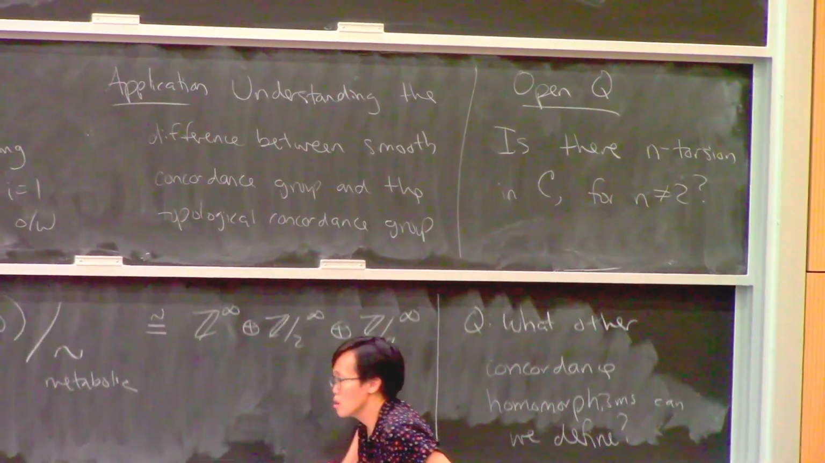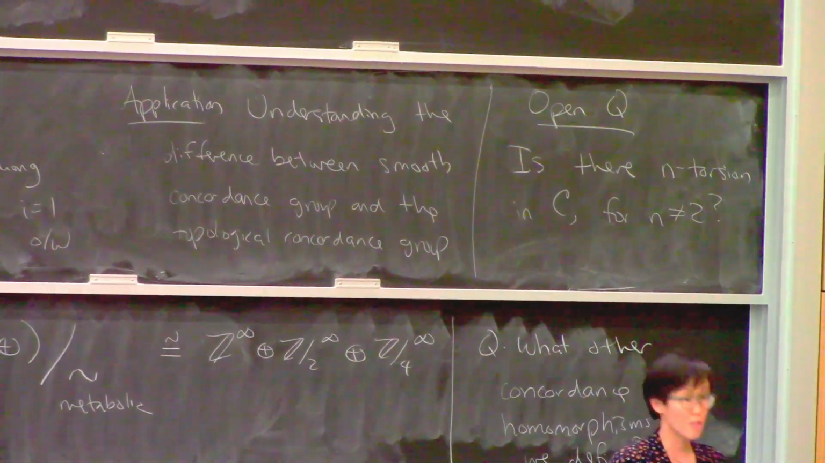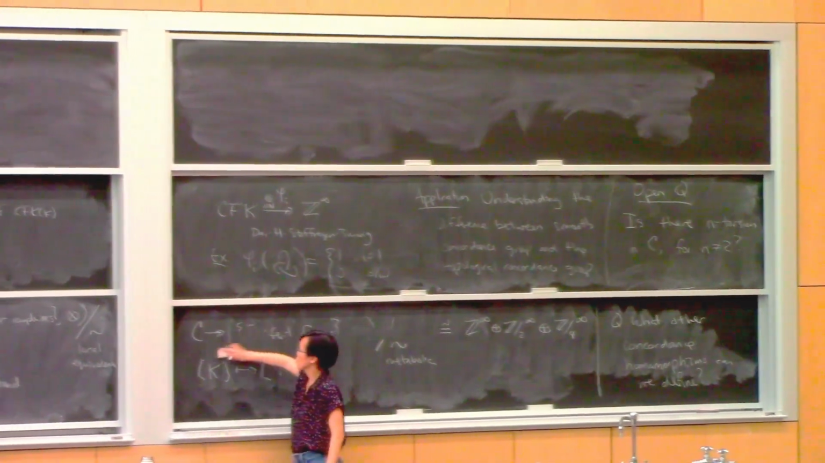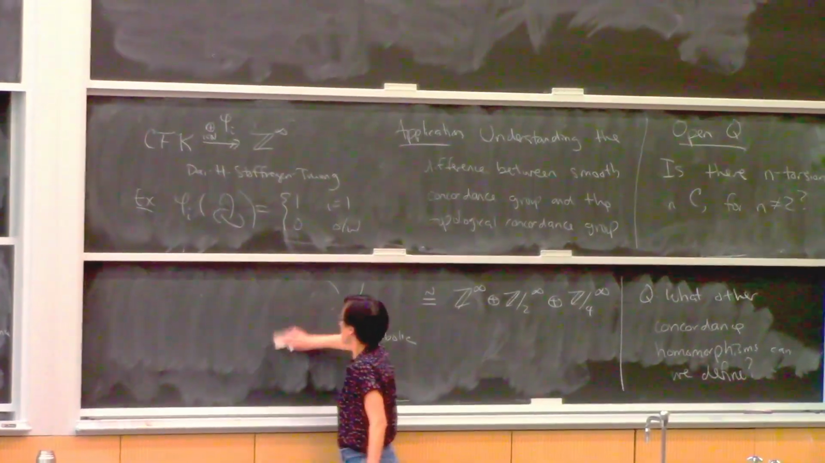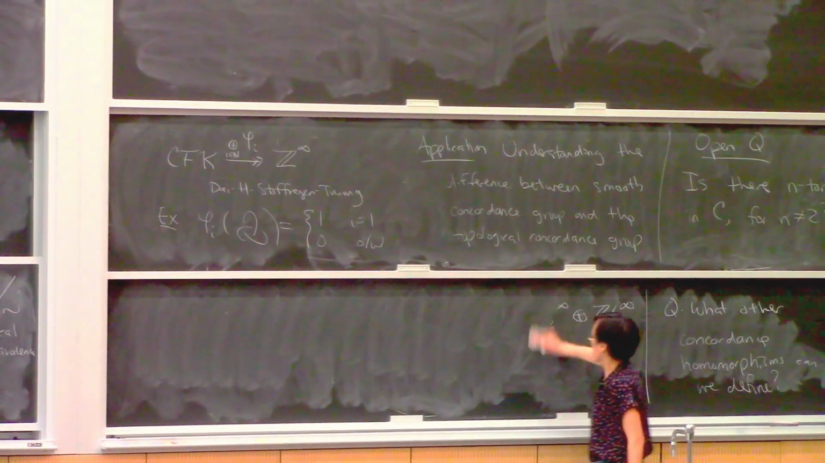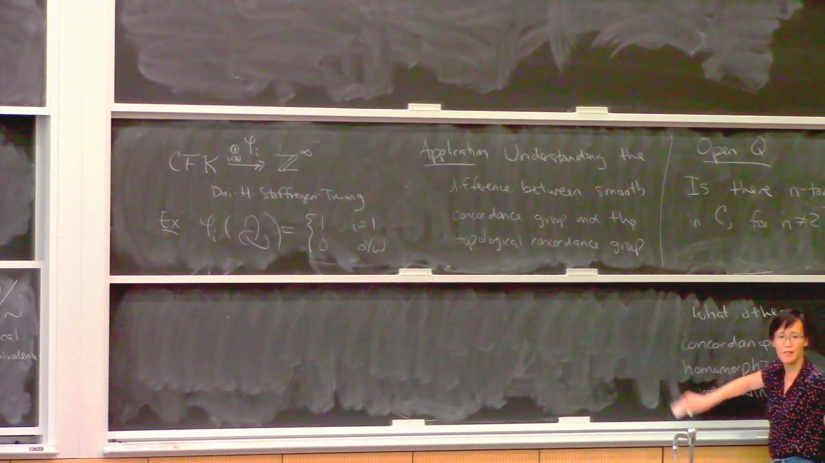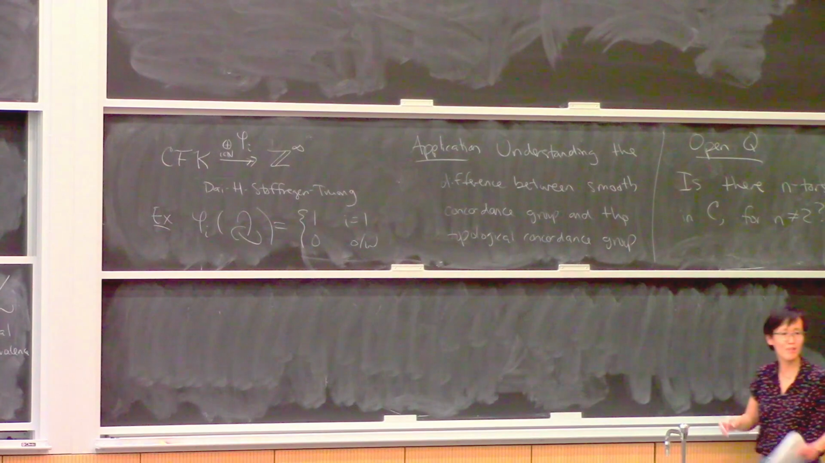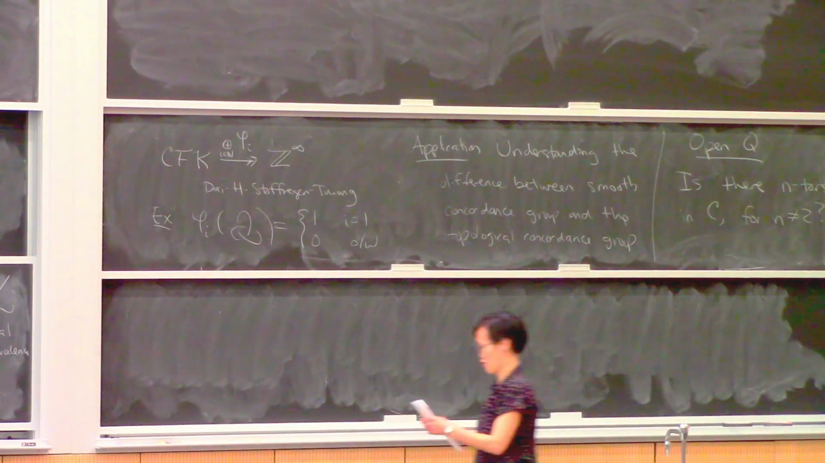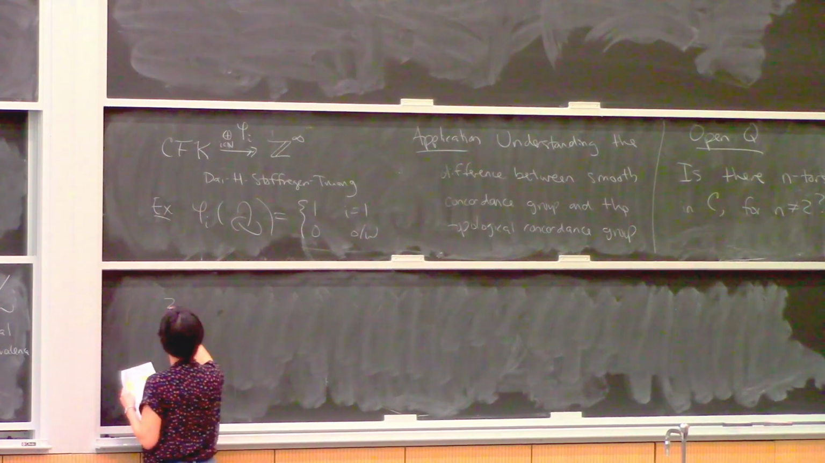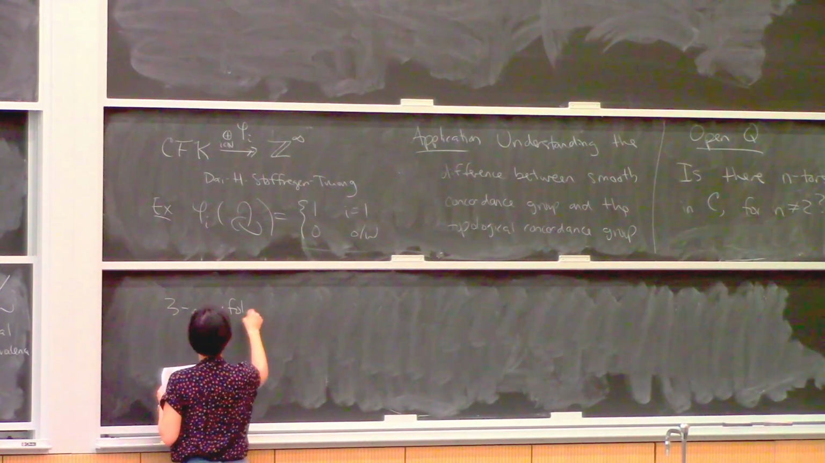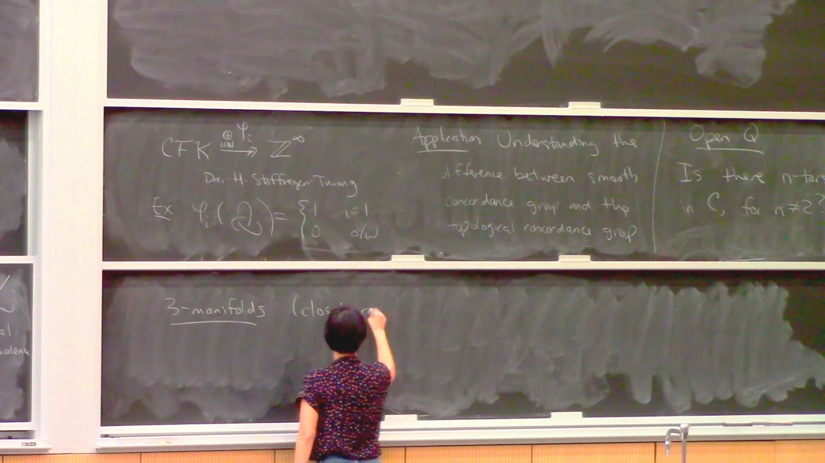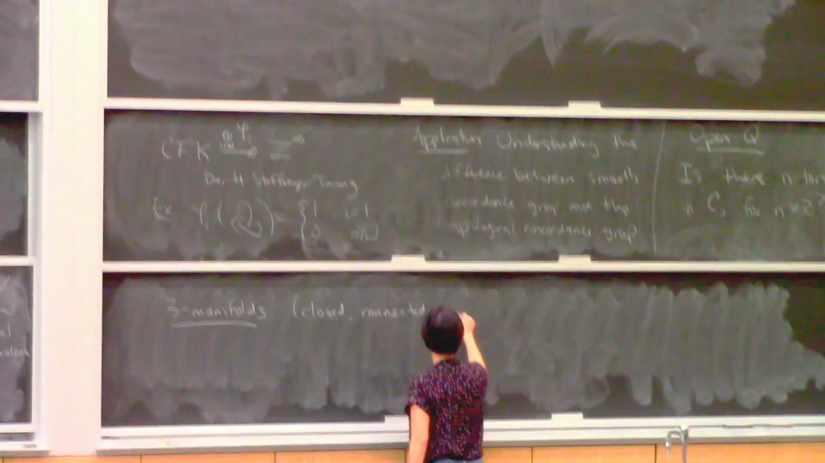So I also told you that I was going to tell you about 3-manifolds. We're going to talk about 3-manifolds. Can someone name me a 3-manifold? S3. Great. Can someone name me another 3-manifold? R3. Great. Terrific. I'm going to give you some adjectives. I'm going to say closed, connected, and oriented.